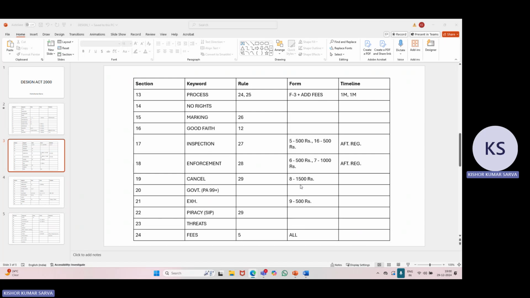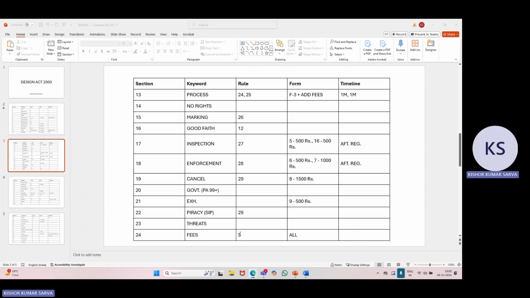Now section 24 talks about all the forms and their related fees. It's best to see section 24 in isolation, and rule number 5 gives you all the details about it. I request you to read it separately.